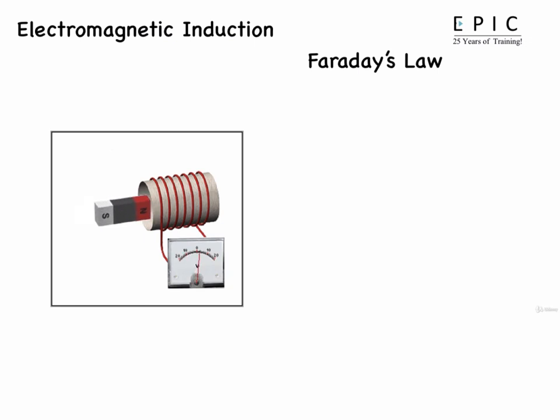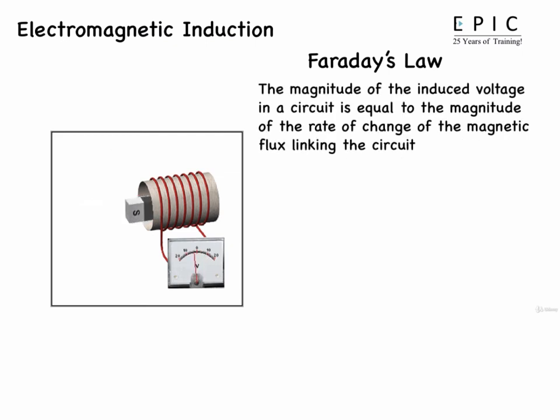Quantitatively, Faraday's law of electromagnetic induction relates the magnitude of an induced voltage to the rate of change of the magnetic flux linking a circuit. Faraday's law states that the magnitude of the induced voltage in a circuit is equal to the magnitude of the rate of change of the magnetic flux linking the circuit, and can be described by this formula.